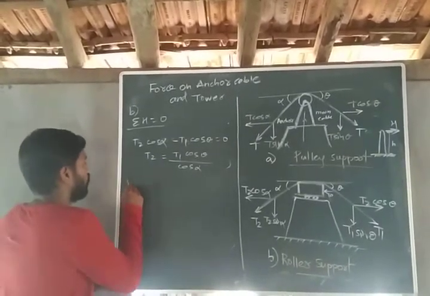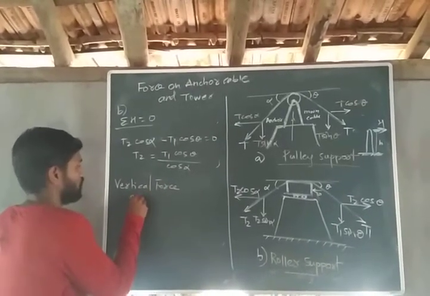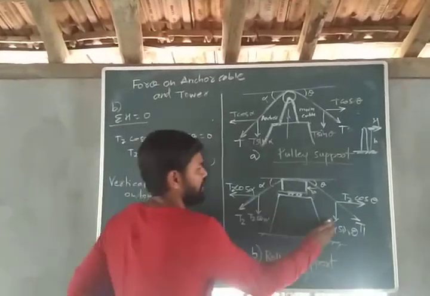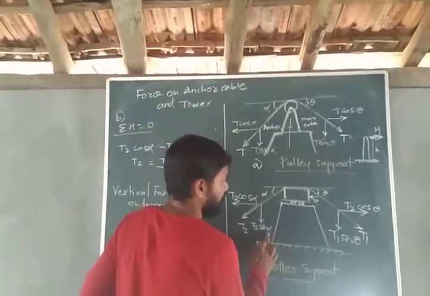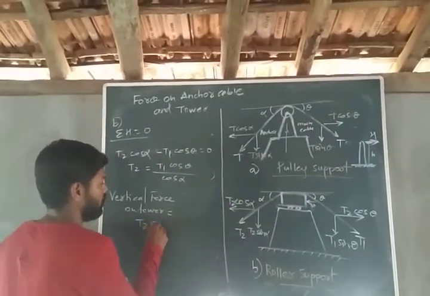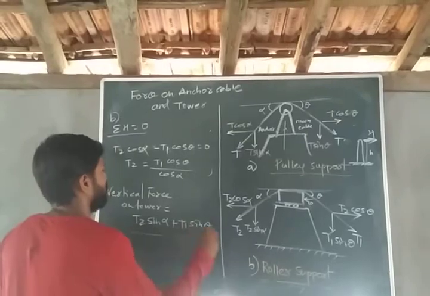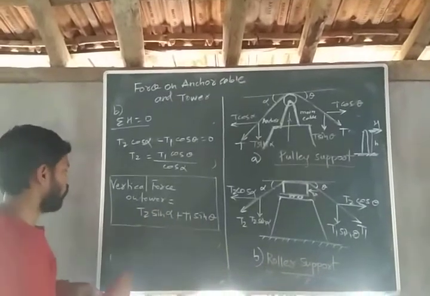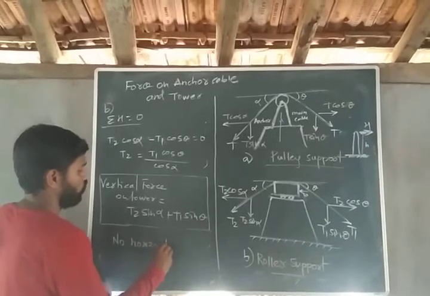Next, vertical force on tower. A vertical force on tower over here will be the summation of vertical components. Both these vertical components, we only have to add. So T2 sin alpha plus T1 sin theta. So this is the vertical force transferred to the tower. Here no horizontal force.